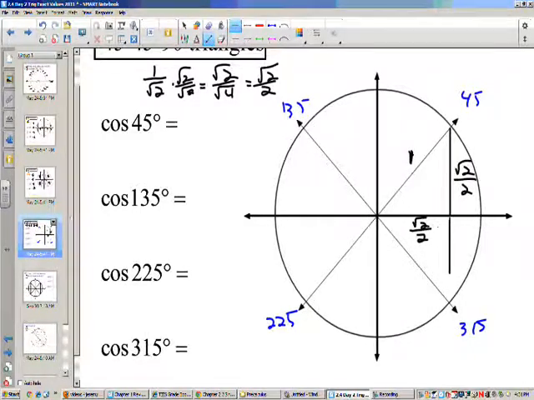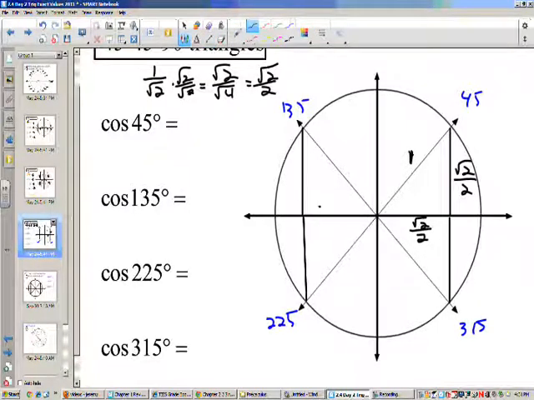Now, that's going to be the situation for each of these triangles. Just we have to look at which ones are negative and which ones are positive. So over here, this is going to be a negative root 2 over 2 and a positive root 2 over 2, because here we move to the left, and right here we're moving up. But down here it's going to be a negative root 2 over 2, just like over here, because we're moving down.